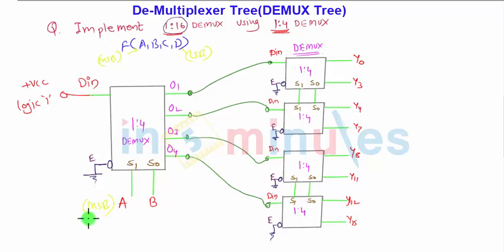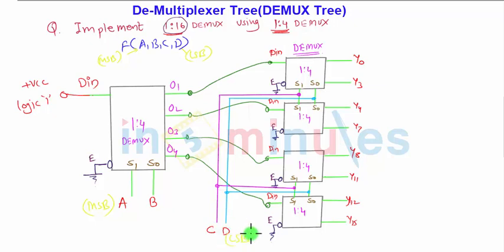And what about CD? So I will short these lines, means S1 is going to be C and S0 is going to be D. So I will short S1 to S1, S0 to S0. This is C and this one is D. So for D I will write down LSB. Now you can check any of the combinations. Let us say A, B, C, D.